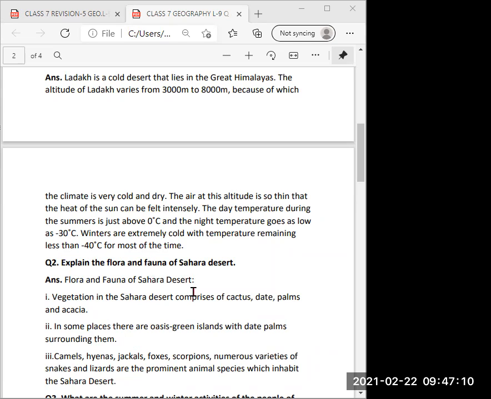Now about flora and fauna of the Sahara Desert. What is flora and fauna? Plant life and animal life. Plants and animals of Sahara Desert. We have to write it down.